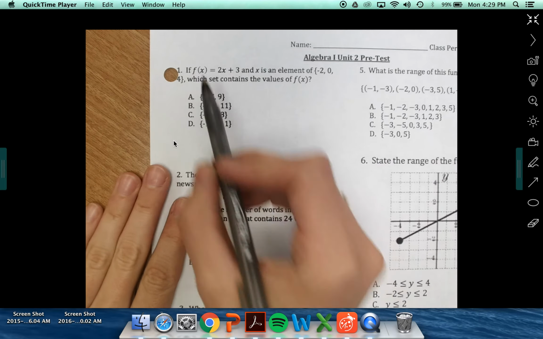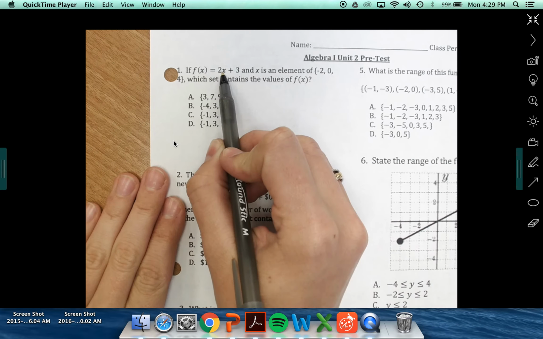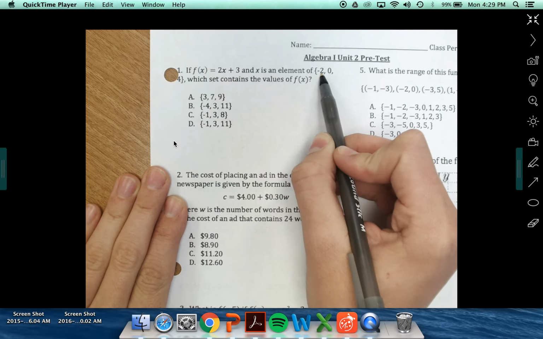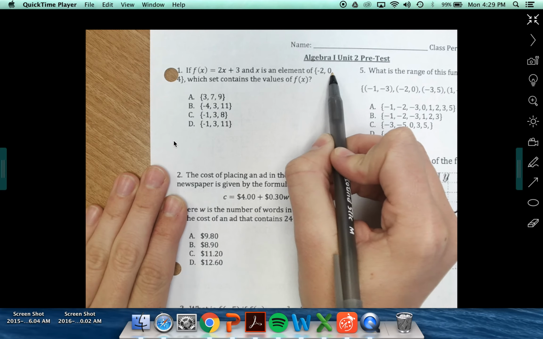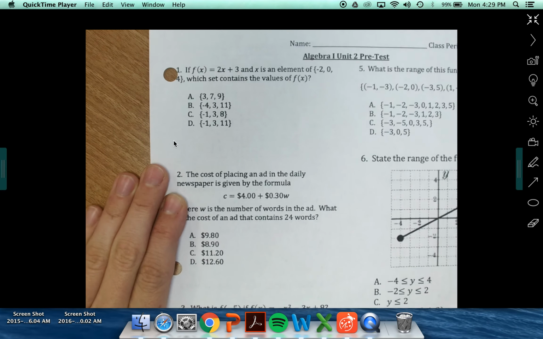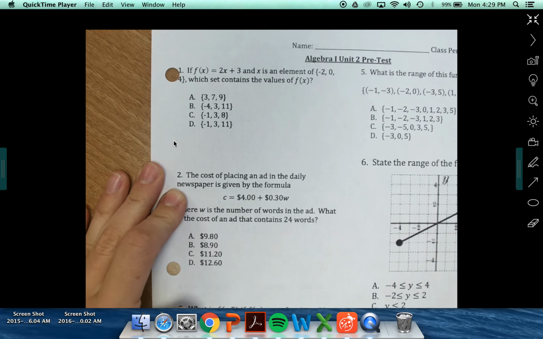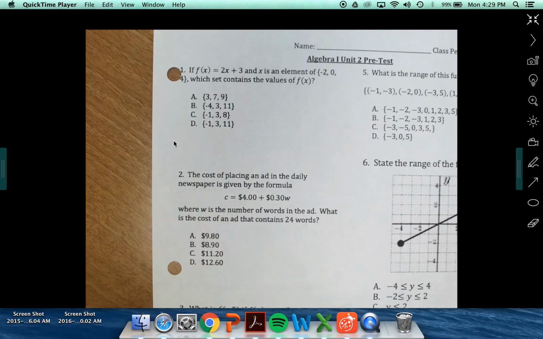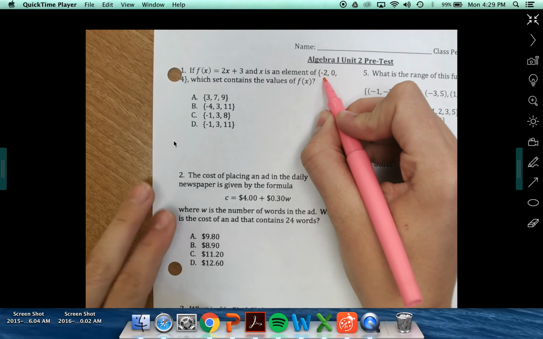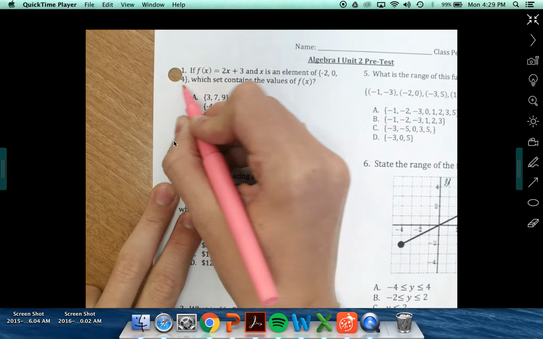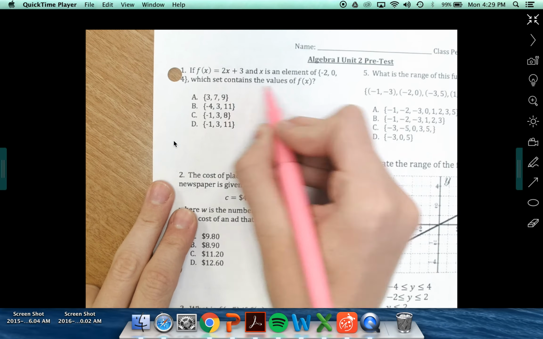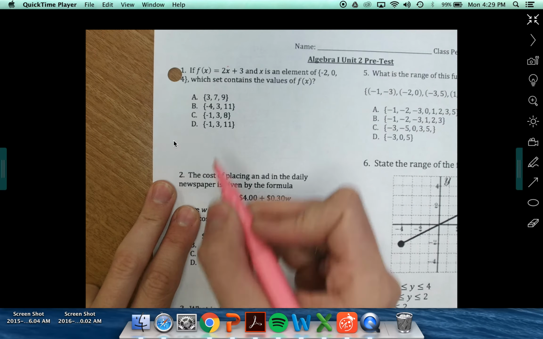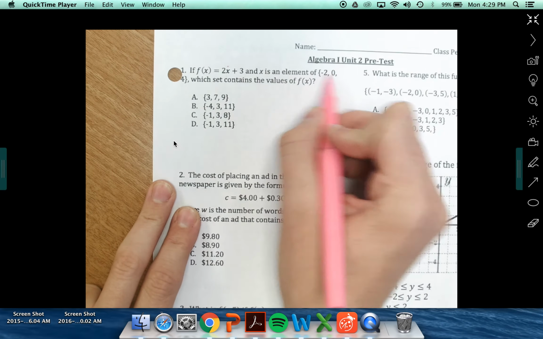Starting with number 1. So f of x equals 2x plus 3, x is an element of {-2, 0, 4}. So what this means is that I have 3 different x values. I have an x value of negative 2, an x value of 0, and an x value of 4. I want to know which set contains the values of f of x. So I've got 2x plus 3, and I've got 3 different x values to plug in.